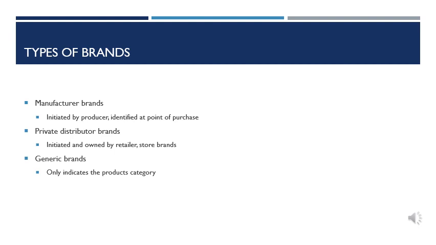Brands can be classified into three different types: manufacturer brands, private distributor brands, and generic brands. Manufacturer brands are initiated by the producer, and the producer is associated with the product and identified with the product at the point of purchase by a consumer. Private distributor brands are initiated and owned by the reseller or retailer. These brands have also been known to be called store brands. Generic brands are brands that only indicate the item's product category.